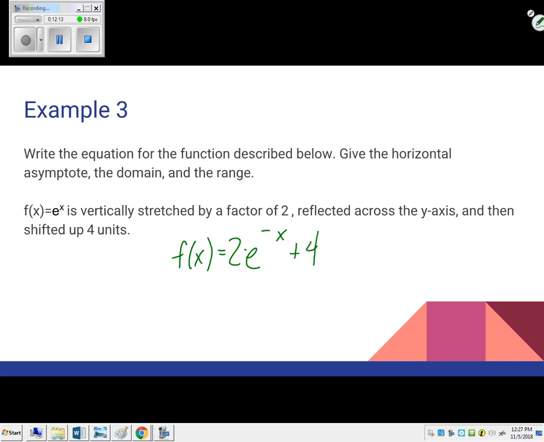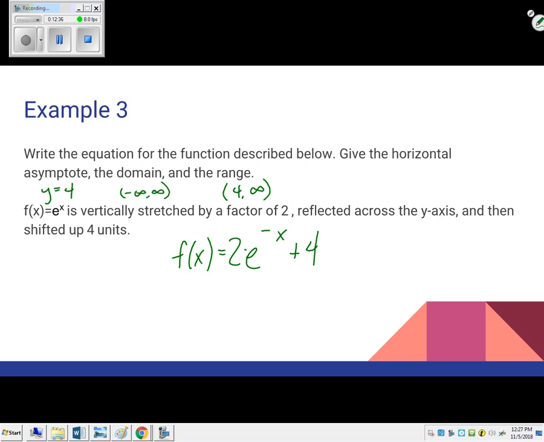4 units up. If I needed to, I could still get the asymptote. We know the asymptote is going to follow the domain and range. And if everything came up 4 units, that means the asymptote came up 4 units. Meaning that the range would be 4 to infinity. And the domain is the same as it has always been.